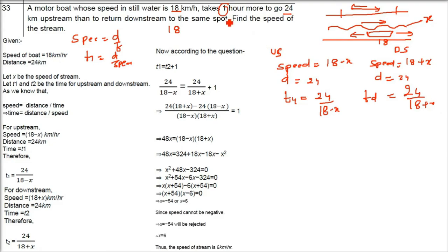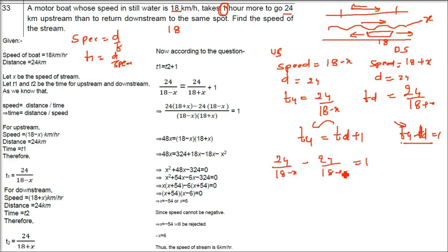Now it takes 1 hour more to go upstream. Because it is going against water, making more effort, it will take more time. So TU, upstream, is more. Since upstream is the higher number, you take TU minus TD, not TD minus TU, equals 1. Now just put in the values: 24 by 18 minus x minus 24 by 18 plus x equals 1.